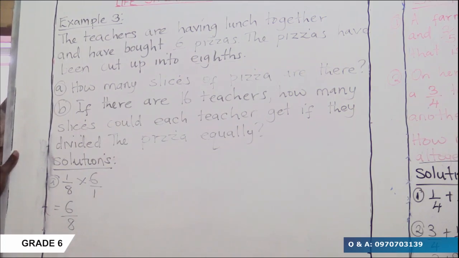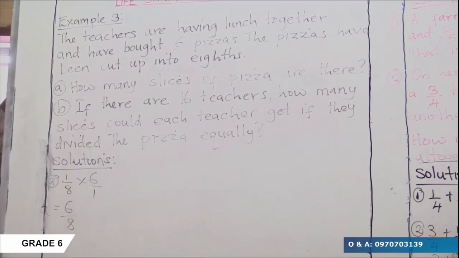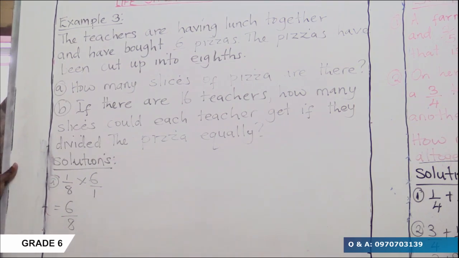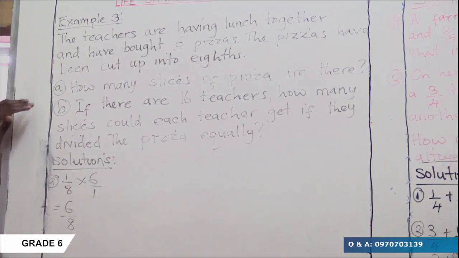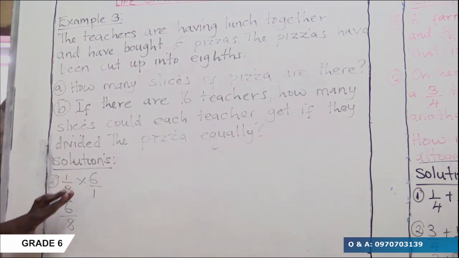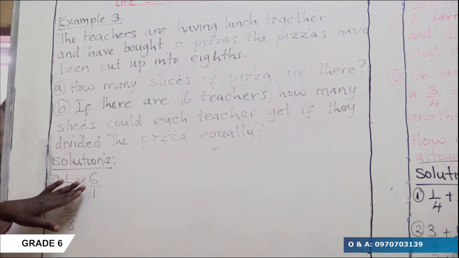So the question says, how many slices of pizza are there? The teachers are having lunch together and have bought 6 pizzas. The pizzas have been cut up into 8. So how many slices of pizza are there? So we have got 1 over 8 times 6.